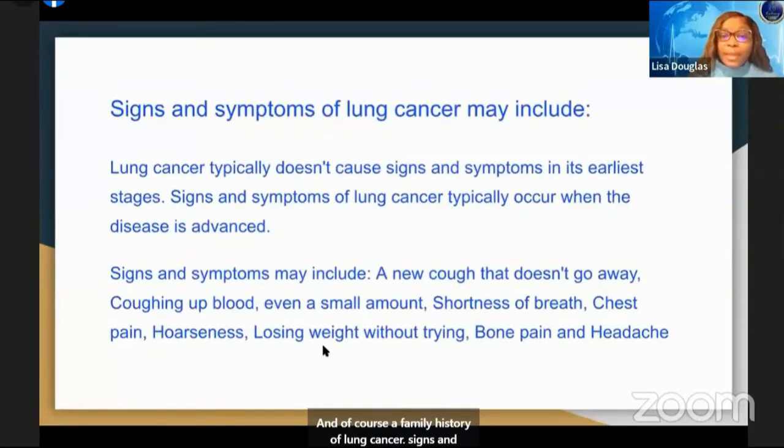Signs and symptoms of lung cancer: lung cancer typically doesn't cause signs and symptoms in its earliest stages. Signs and symptoms of lung cancer typically occur when the disease is advanced. Signs and symptoms may include a new cough that doesn't go away, coughing up blood, even in small amounts, shortness of breath, chest pain, hoarseness that doesn't go away, losing weight without trying, bone pain, and headache.